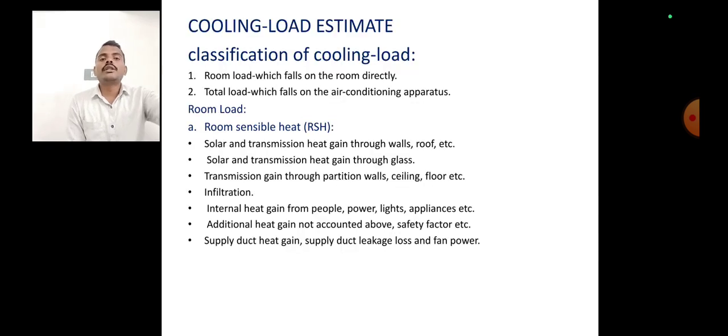Next is the cooling load estimate. The classification of cooling load. First one is the room load, which falls on the room directly. Room load means which falls on a room directly, meaning human beings, persons occupying the air conditioning space. The next is the walls.